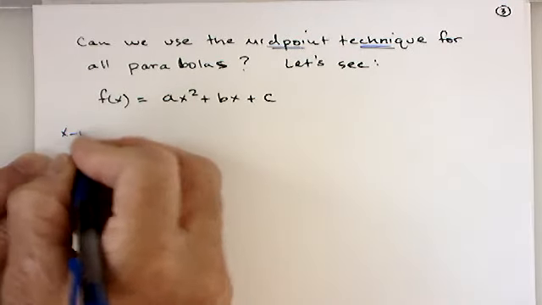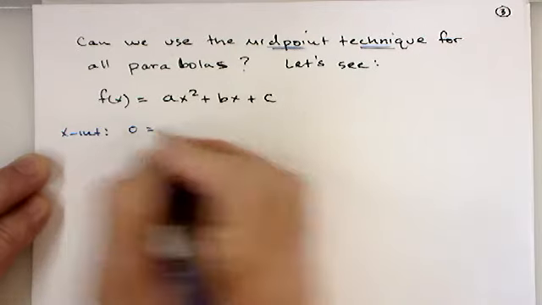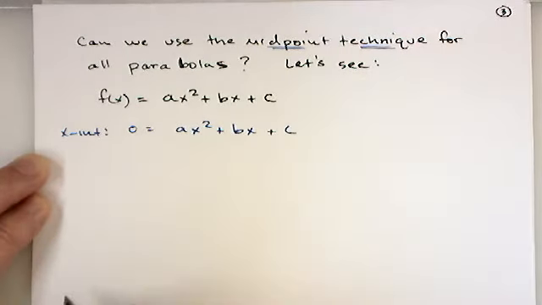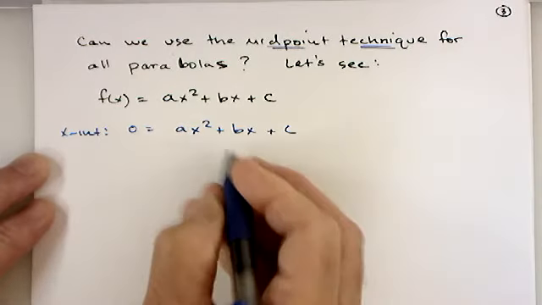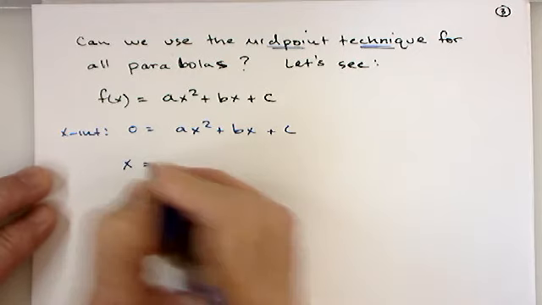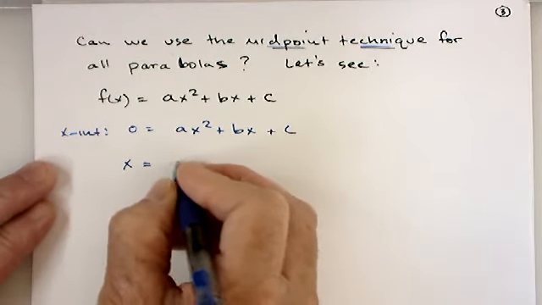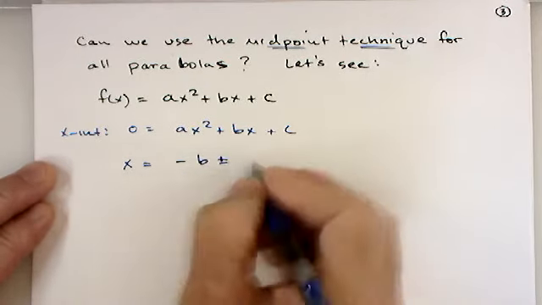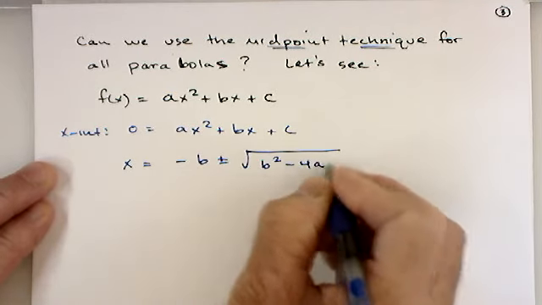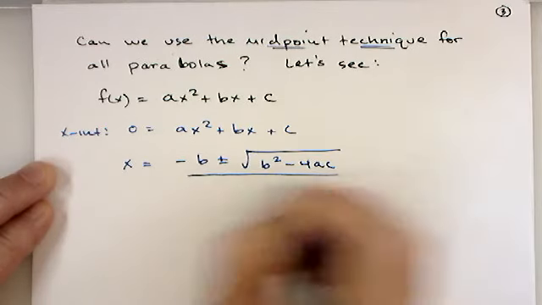How do I find the x-intercepts? I set this equal to 0. Now, of course, I can't factor that because I don't know what a, b, and c are. So what do I do if I can't factor it? I use the good old quadratic formula: negative b plus or minus the square root of b squared minus 4ac, all divided by 2a.